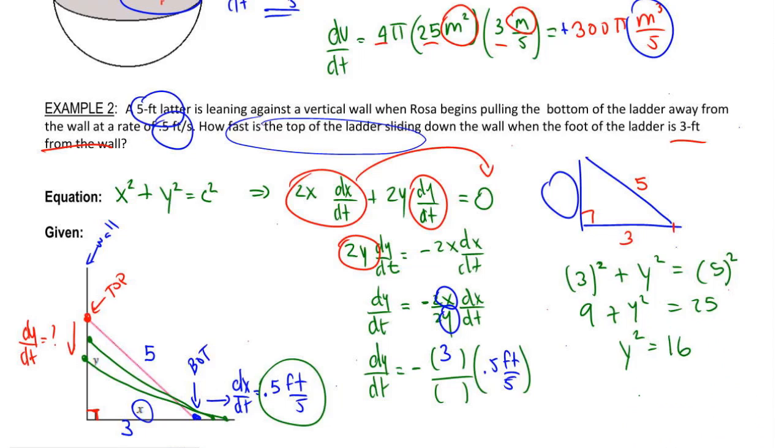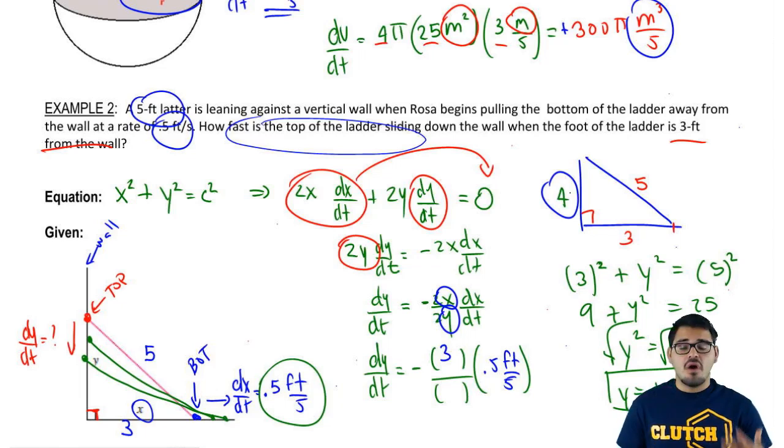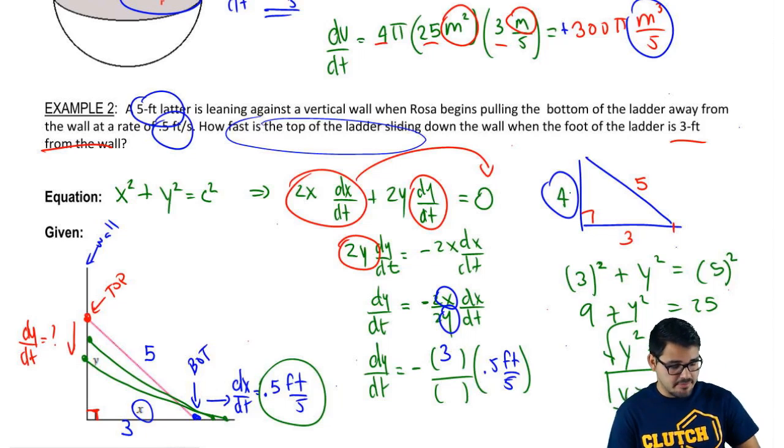And then we're going to take the square root of both sides. I know that you're used to having plus or minus when you take the square root of both sides. But here we're talking about lengths, right? Our y is actually going to be a length. So we only care about the plus 4. We don't care about the negative 4. So here we have plus 4 for our length of the y. That means that our y in this case is 4. So let's go ahead and plug that in.